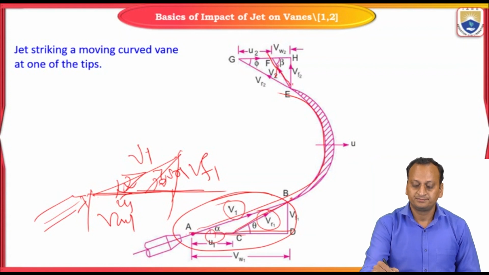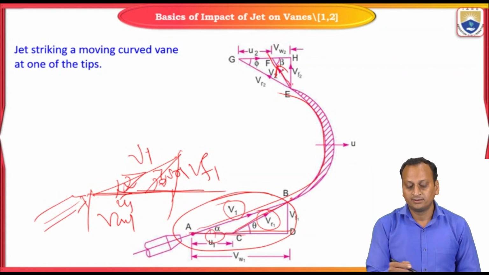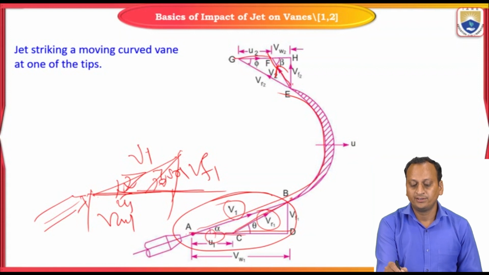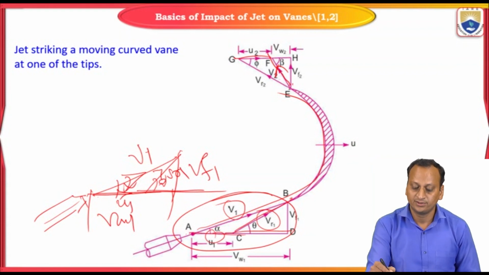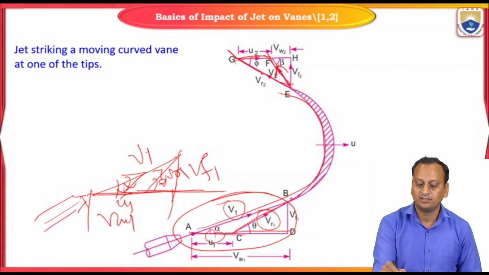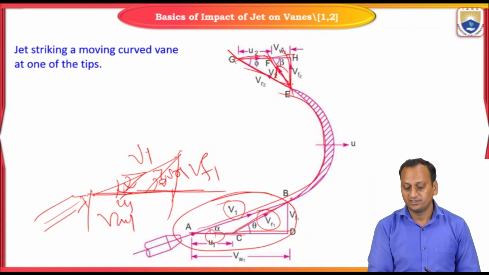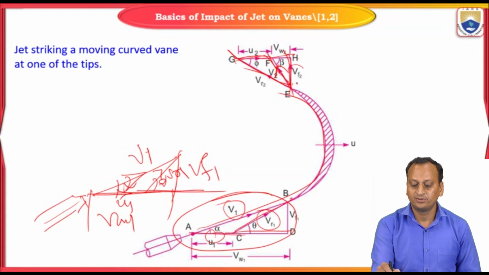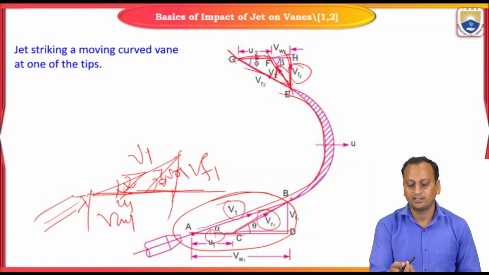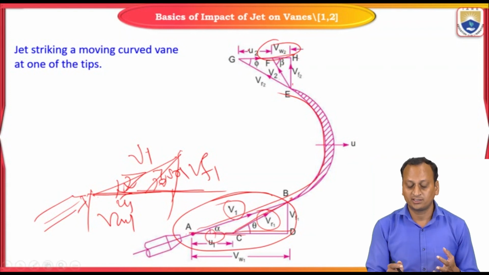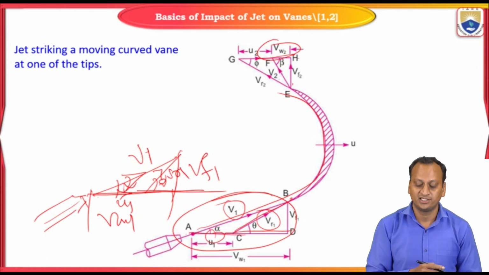So V2 is there, and there will be a blade velocity due to V2, which is U2. So I have two components, V2 and U2, and the relative velocity between U2 and V2 is VR2. So I have these three components now. If I resolve again, I will get the horizontal component and vertical component. Flow velocity is always the vertical component, VF2, and the horizontal component is VW2. Like this, I get similar parameters at the outlet velocity triangle also.